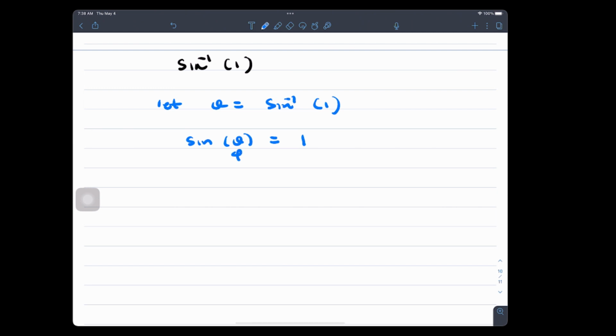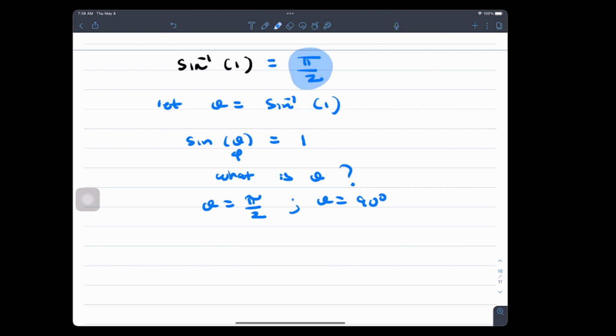Now, this is not a special triangle. What is theta? Yes. Theta is what? Pi over 2. Isn't that a 90-degree angle? So you say, oh, is that my answer? Yeah, that's going to be pi over what? 2. Easy peasy lemon squeezy.